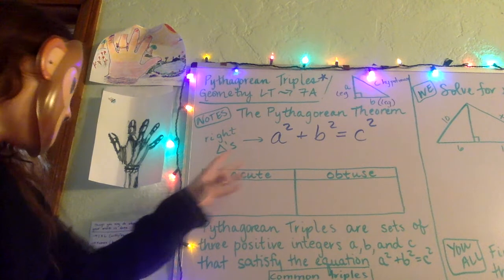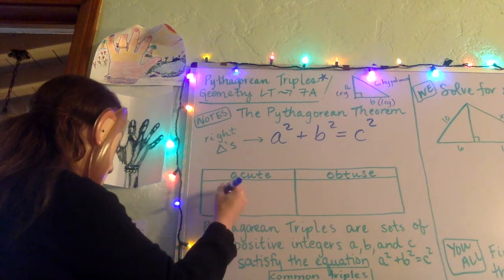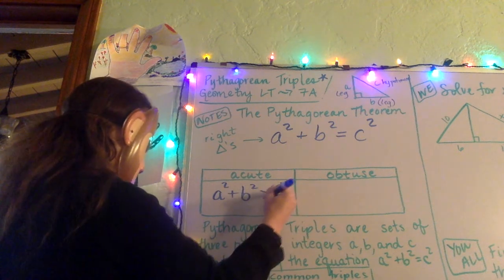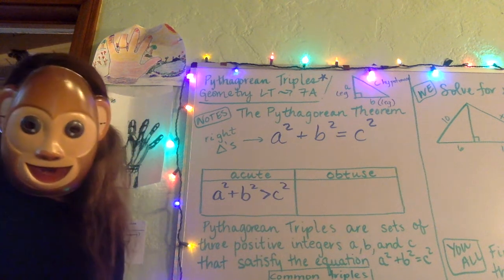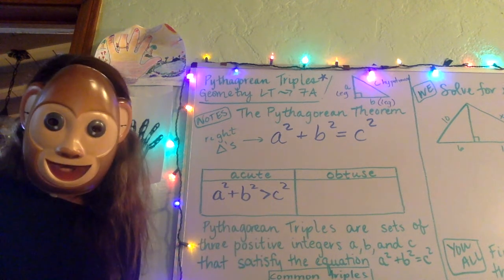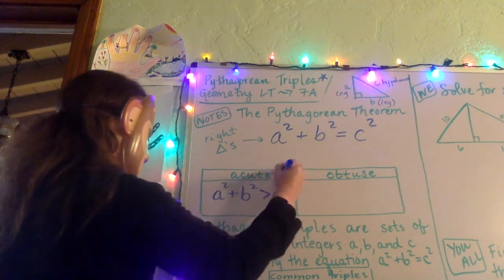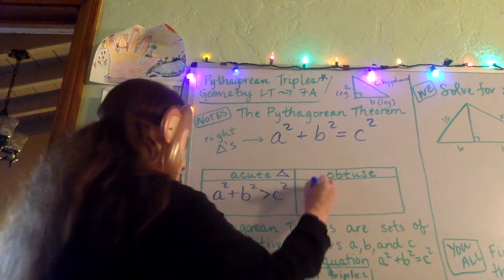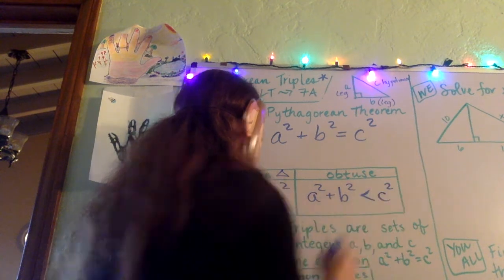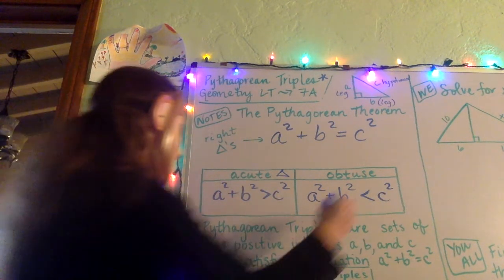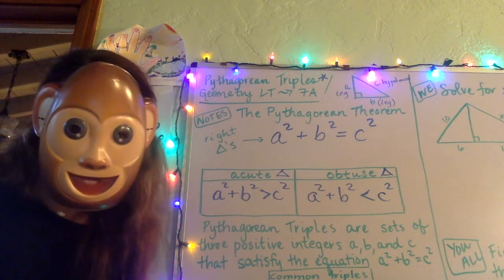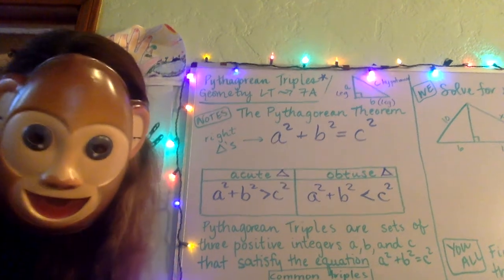All right, so additionally, to tell that you have an acute triangle, if you add the two legs squared together and their sum is bigger than the hypotenuse squared, you know you're dealing with an acute triangle. And if you do a squared plus b squared, and when you add those up, the hypotenuse squared is actually bigger, that means you're dealing with an obtuse triangle. So no, we're not going to deal with that too much, but I just wanted to throw that out there.